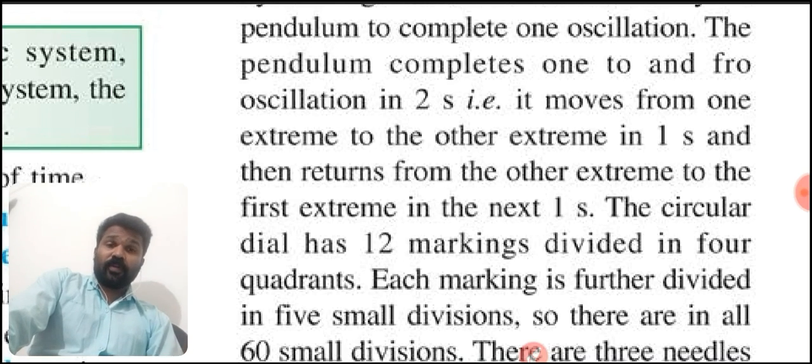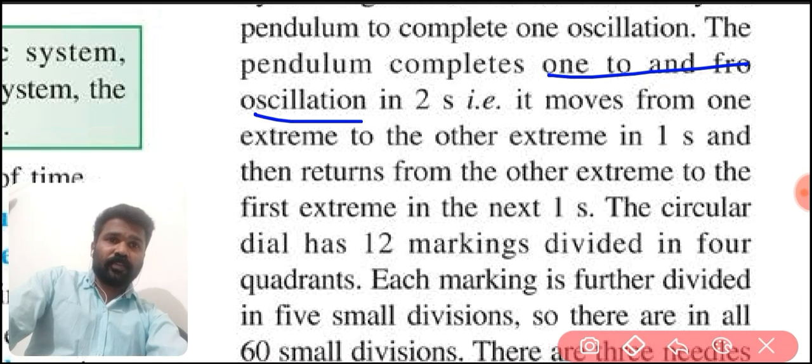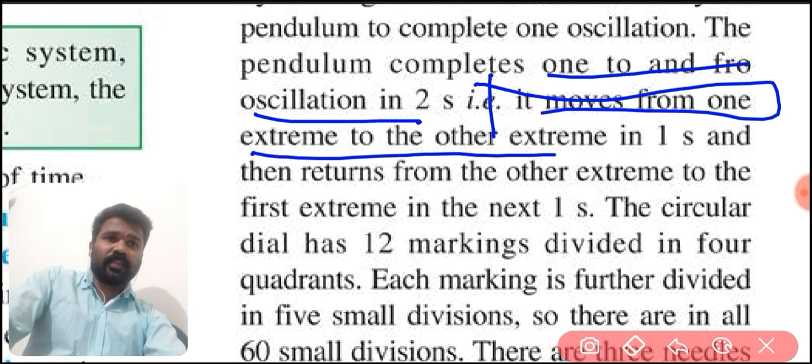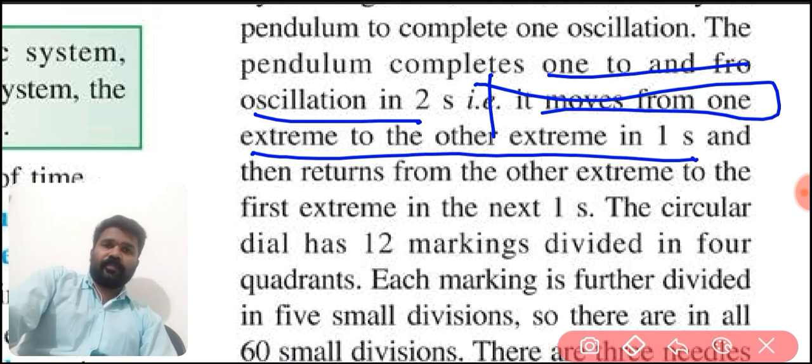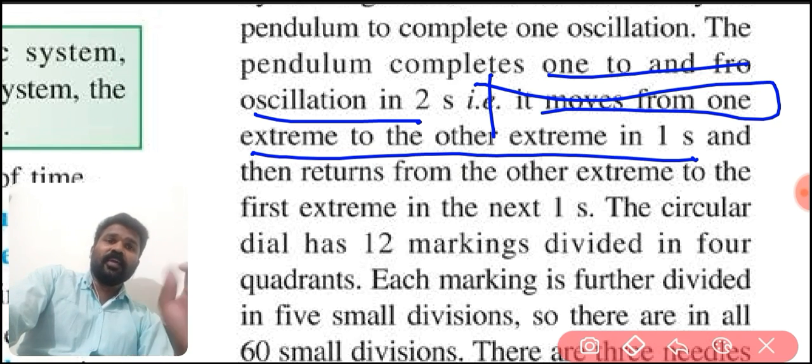Clear? For one to and fro motion, the pendulum takes 2 seconds. That means it moves from one extreme to the other extreme in 1 second, and then returns from the other extreme to the first extreme in the next 1 second. For going to the other extreme it takes 1 second, then for returning it takes 1 more second. Then total 2 seconds.